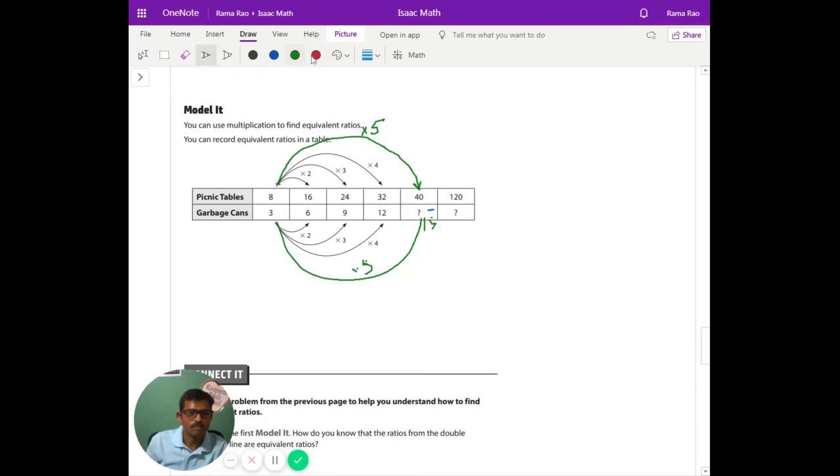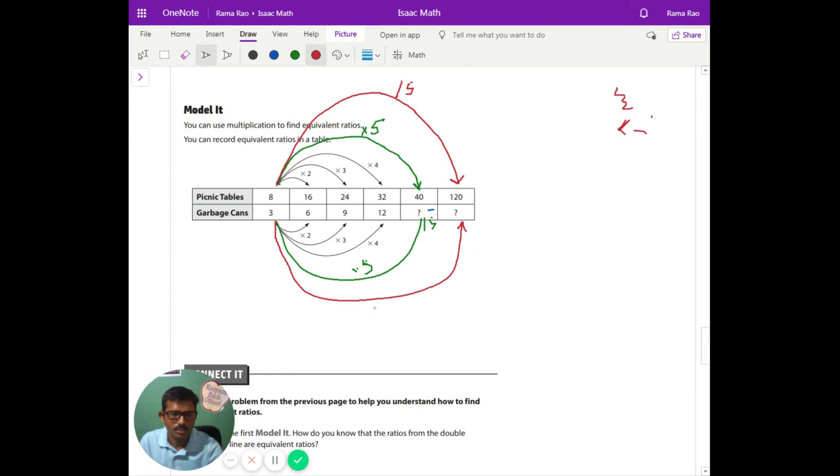Same way, similarly, you can use 8 times what gives me 120. Try that. And then same way you can do that. 3 times what, same number, gives you how many trash cans you need. This one is times 15, so I can get the other one too. So 3 times 15 is 45. So for the larger campground, I need 45 trash cans.